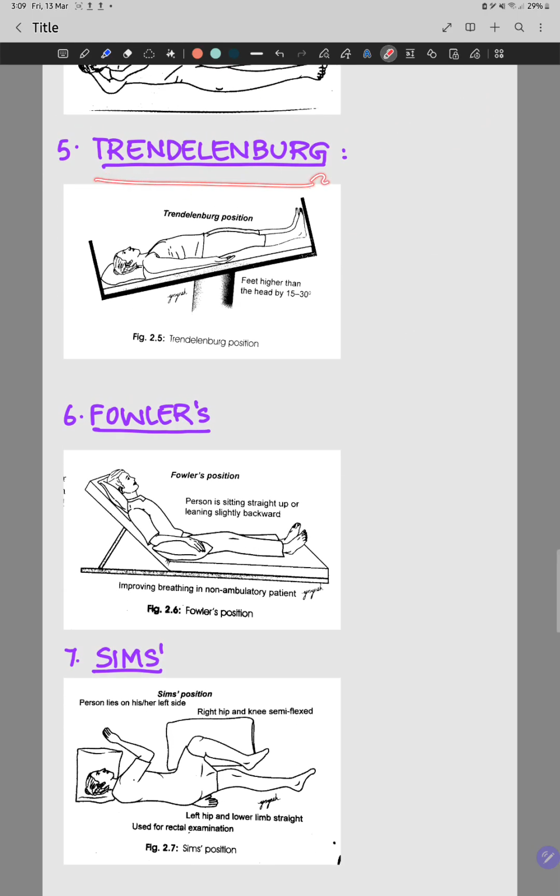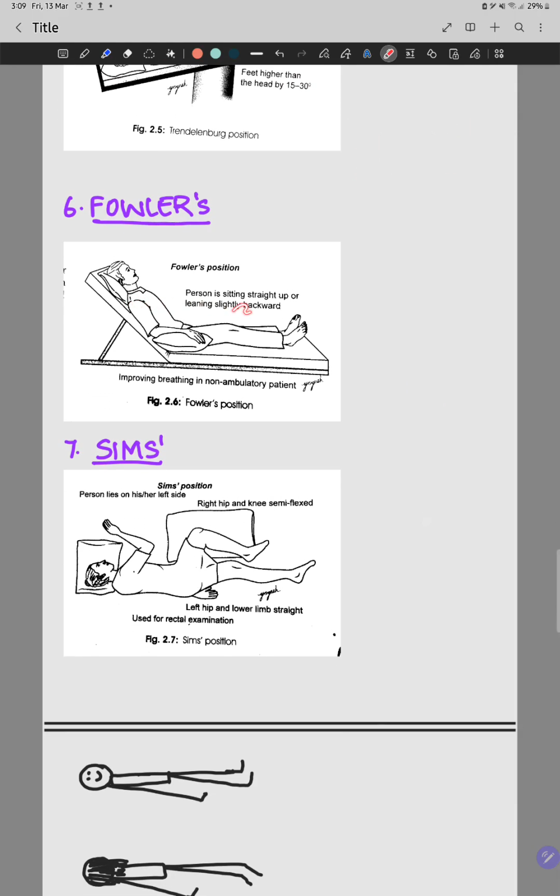Next, coming to the Trendelenburg position. In the Trendelenburg position, you just have to remember that the feet are higher as compared to the head. How to remember this one? Trendelenburg, leg. Remember this one, leg. Legs are high. The feet are higher than the head by how many degrees? 15 to 30 degrees.